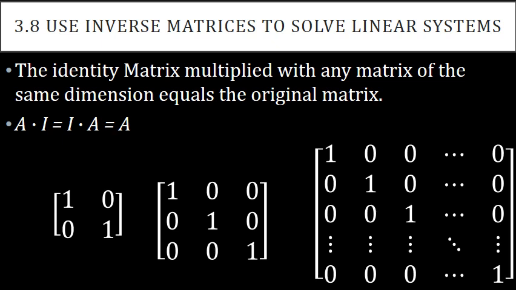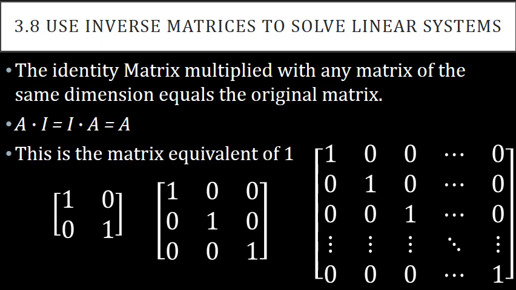When we multiply by the identity, I here stands for identity matrix. So matrix A times the identity equals A, or the identity matrix times matrix A equals matrix A. So it's like 1.